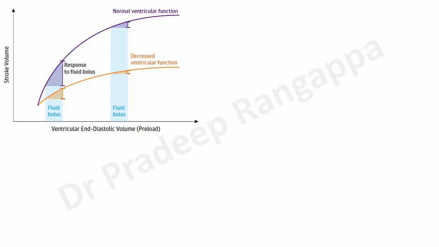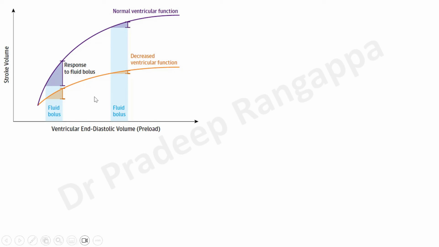That's where we talk about the concept of mini fluid. That's why any approach to shock mandates, at the outset, doing an echocardiogram to determine the cardiac status. Because if cardiac function is normal, then their ability to respond to a larger fluid bolus is much better, as opposed to patients with a depressed cardiac function, where the response to the fluid bolus is blunted. And that's why we talk about a mini fluid bolus in this.